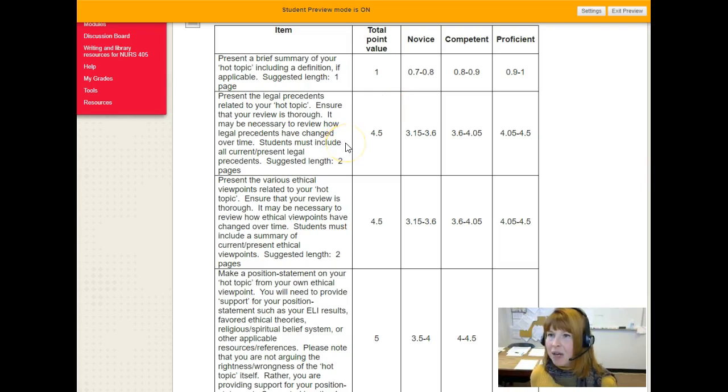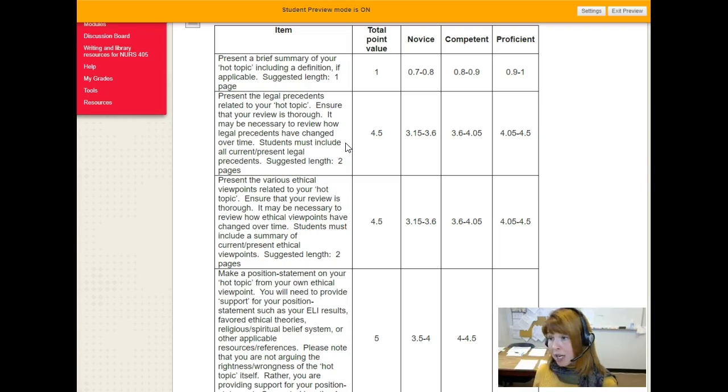Okay, next item. Present the legal, new item, new paragraph, right? So you've done the summary and now we're in a new paragraph and we're going to talk legal. So present the legal precedents related to your hot topic or your ethical dilemma. Ensure that your review is thorough. It may be necessary to review how legal precedents have changed over time.